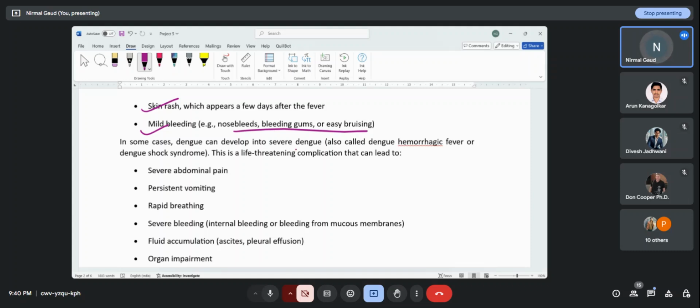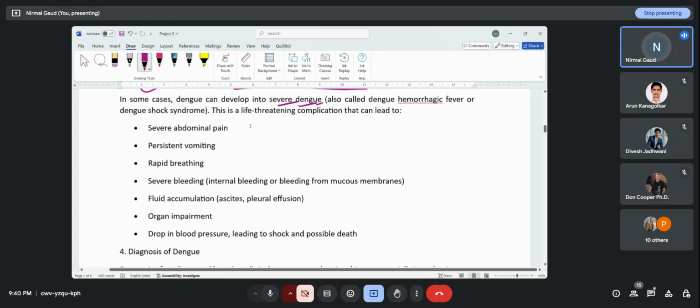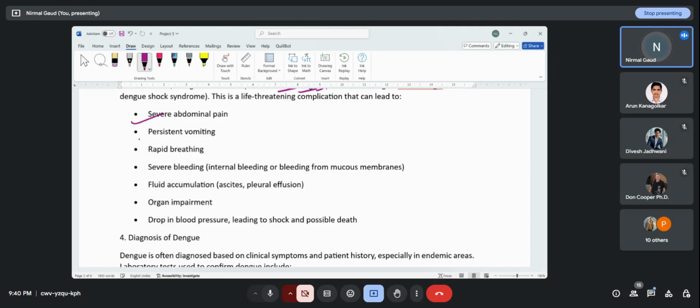In some cases, dengue can become severe, with abdominal pain, vomiting, rapid breathing, severe bleeding, fluid accumulation, organ impairment, drop in blood pressure. There are many things that are possible in a severe case.